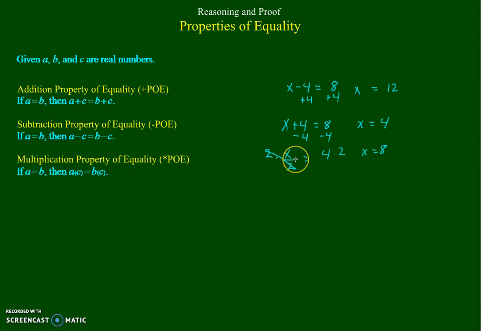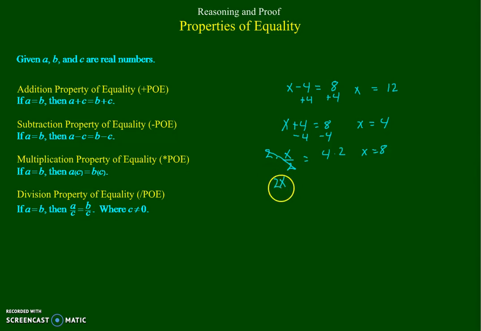And lastly, we have the division property of equality. The only requirement here is that C can't be 0 because it's impossible to divide by 0. But if we have x times 2 equals 4, we would divide both sides by 2. Divide both sides by 2, and x would equal 2. So to divide both sides by the same quantity, that is the division property of equality.